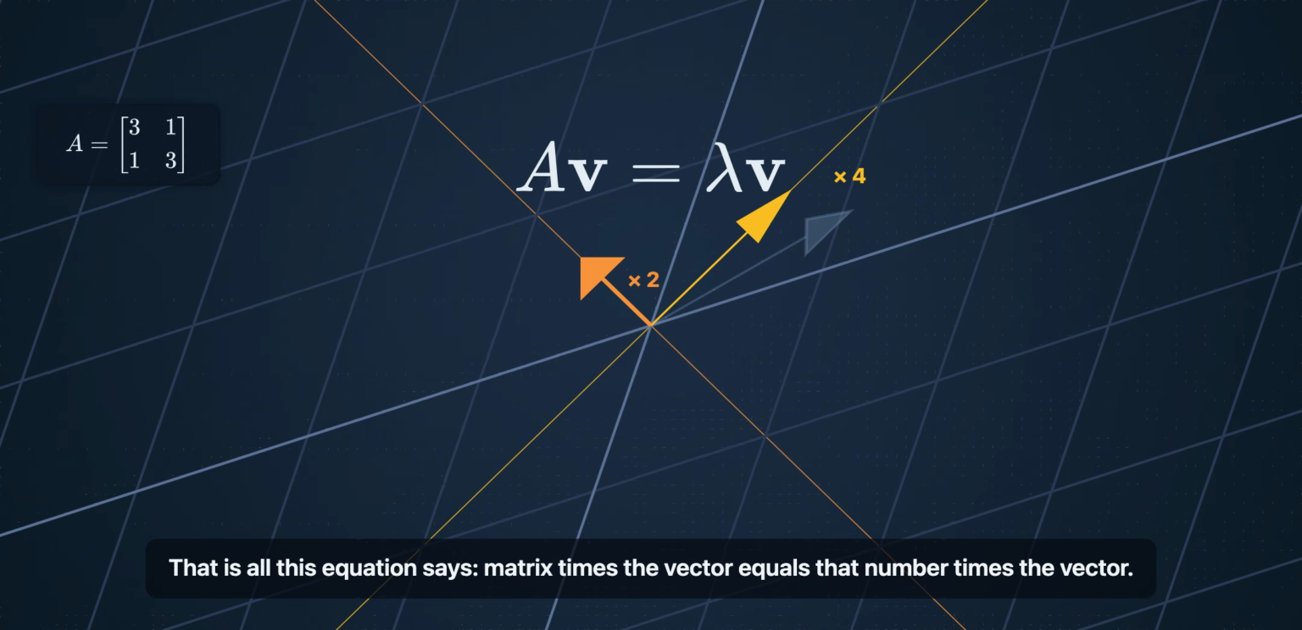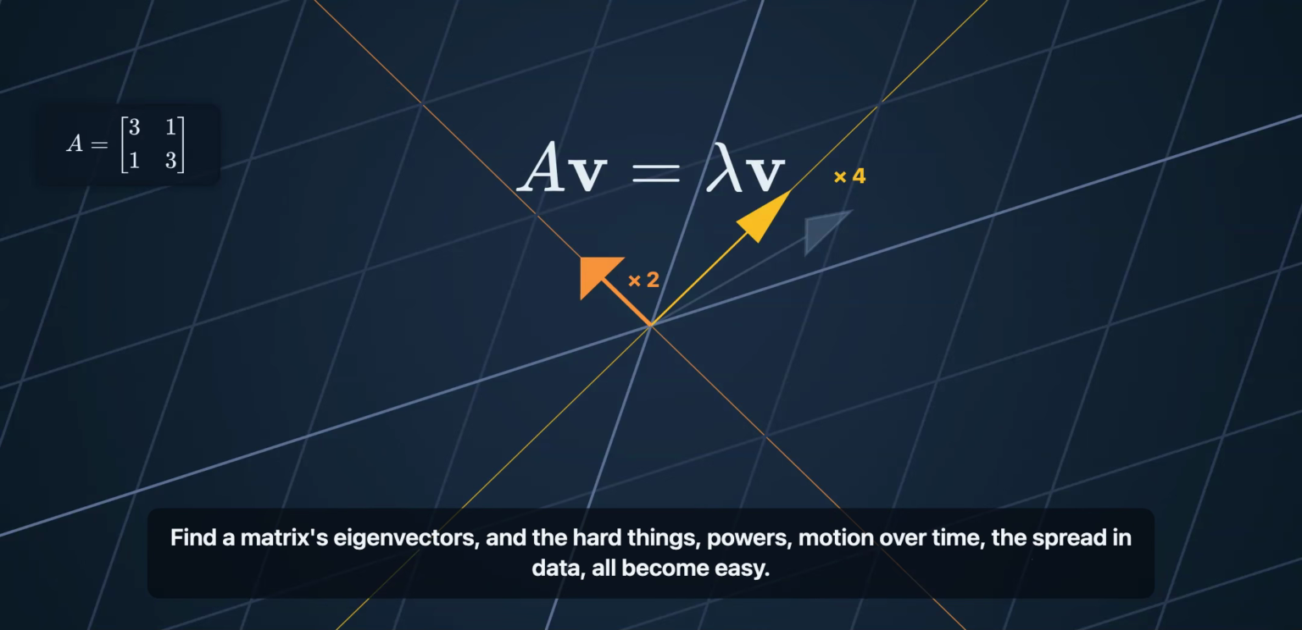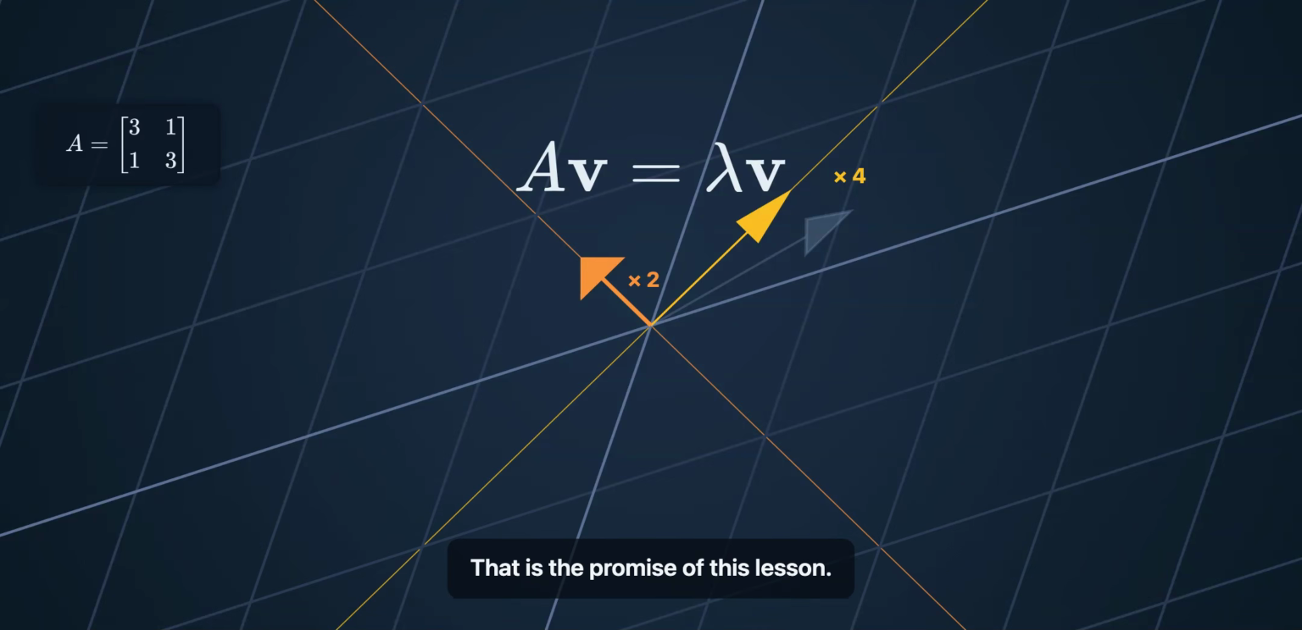That is all this equation says. Matrix times the vector equals that number times the vector. These are the directions the matrix treats as its own. Eigen is German for its own. Find a matrix's eigenvectors, and the hard things, powers, motion over time, the spread in data, all become easy. That is the promise of this lesson.